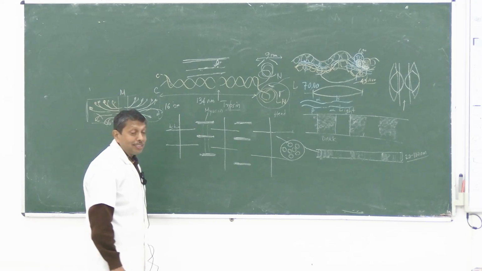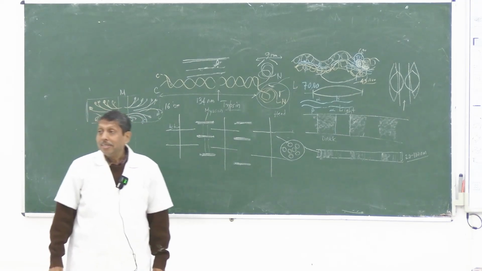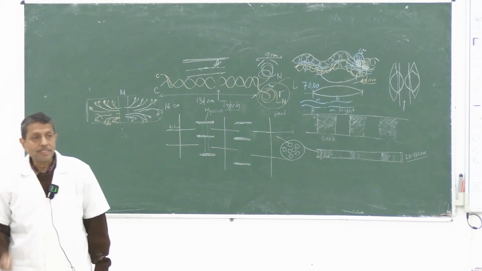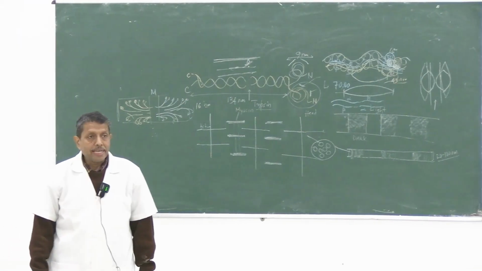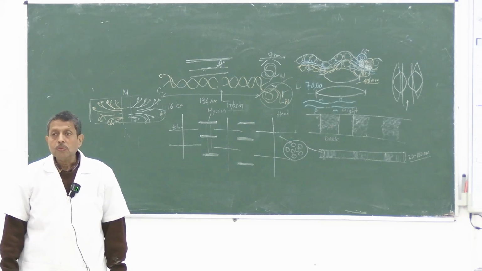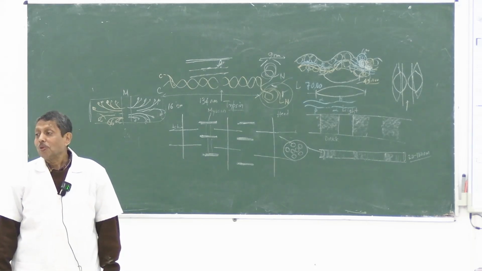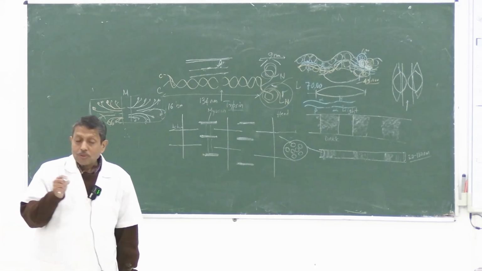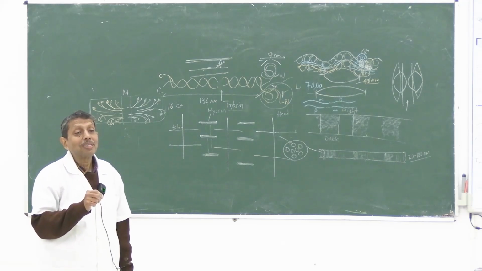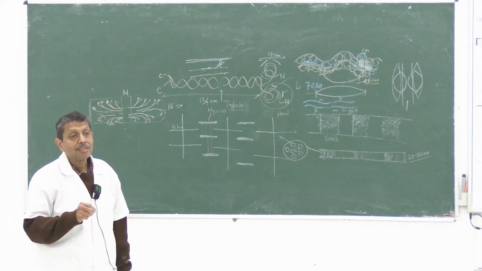And for this purpose, there is a requirement of calcium ion. Within the resting skeletal muscle, calcium ion concentration is very low. What is the value? What is the concentration of calcium within the resting skeletal muscle?